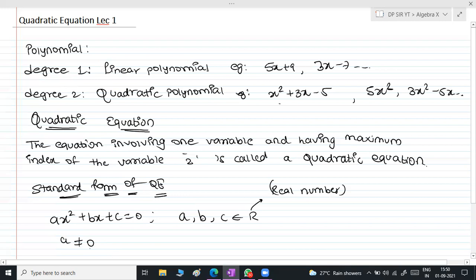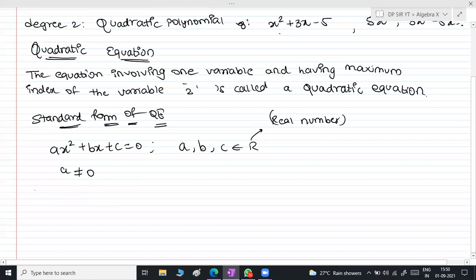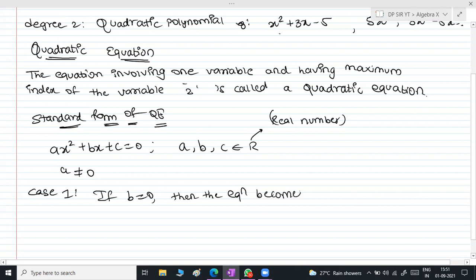Now there are a few cases involved in it which I would like to discuss. Case 1. We know that a cannot be equal to 0, right? So can b be equal to 0? Yes. And if b is equal to 0, then what is the equation going to be? The equation becomes ax square plus b, which will be 0, so 0 into x is 0, plus c is equal to 0.